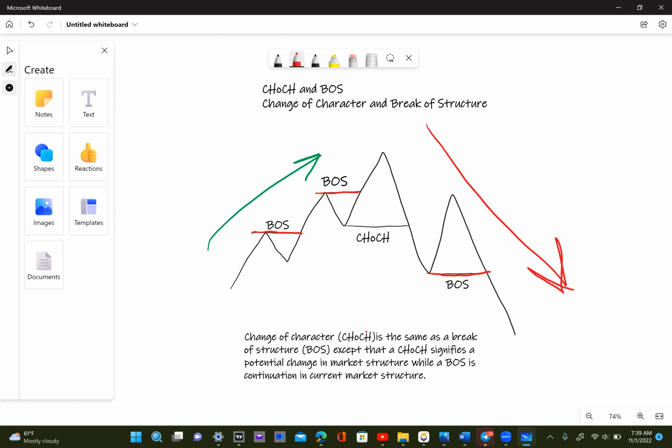However, what's special about change of character is that it is our first indication that price is reversing. Because look what happens. We come up and we go down. We go up and we go down. Higher high, higher low, higher high, higher low. And look what happens if we go up, create this high, but then we come down and we start beating lows.